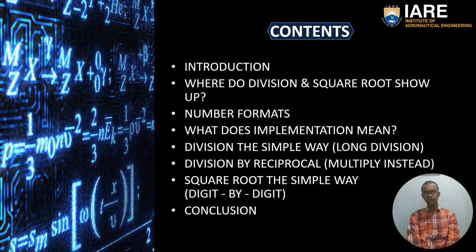I'm going to explain about it, and after that division by the reciprocal, the multiplication which occurs over there. I'm going to explain about that, and after that the digit by digit square root method in the simple way. I'm going to explain about that, and after that finally I'm going to conclude the topic.